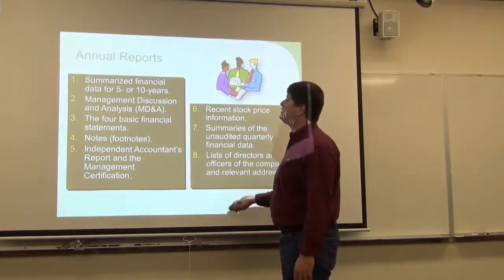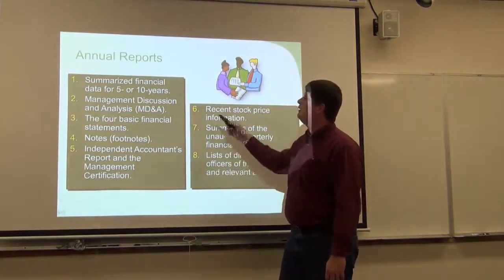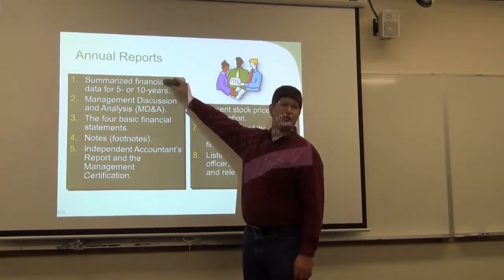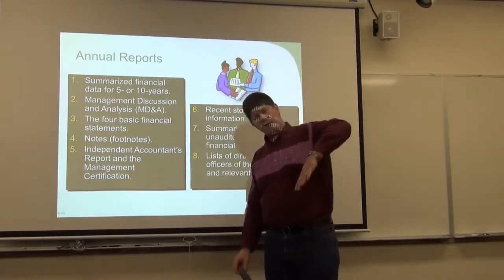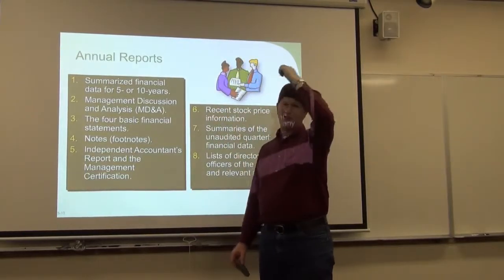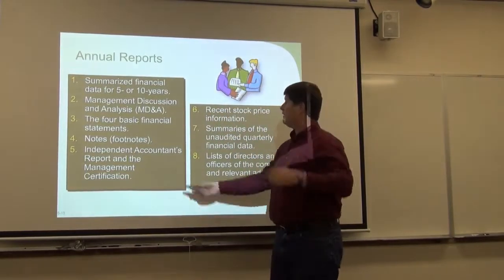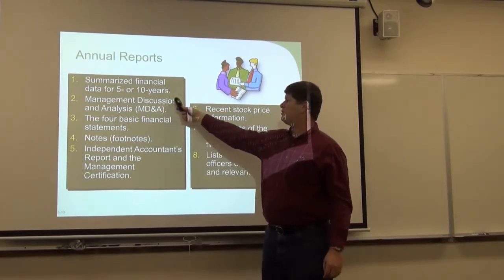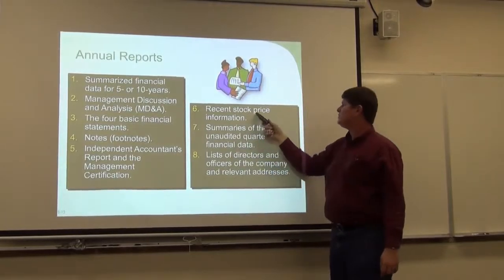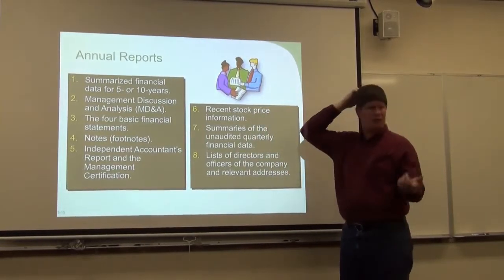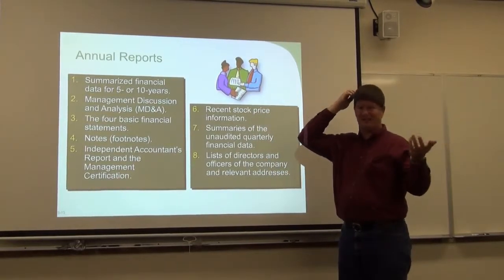Here's some other things you'll see in an annual report. Sometimes you'll see some historical data to show trends. Look, we've been doing great for years, or we were going down for a while, but we've overcome that. And in the last 3 years, we're doing really good. The 4 basic financial statements, the management discussion I mentioned, notes, auditor's report. Sometimes you'll see recent stock price information, but you can look that up online any day, any time, right?